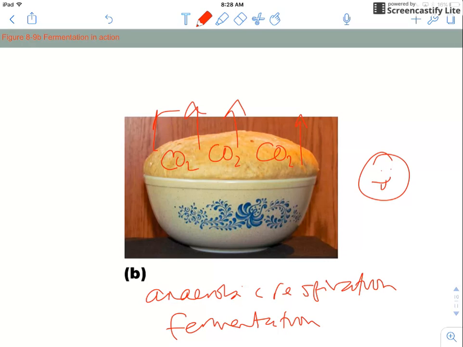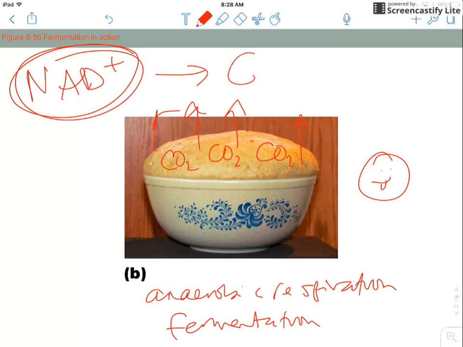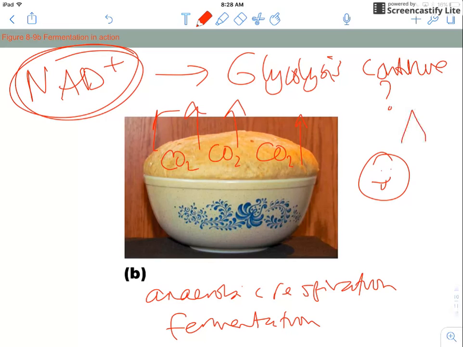All right. And that's it for fermentation. Again, what is the moral of the story? Not to get exciting bread, but to make NAD+, so that glycolysis can continue. And why do we need glycolysis to continue? So we can make ATP, so we can continue to live and not die in 90 seconds.